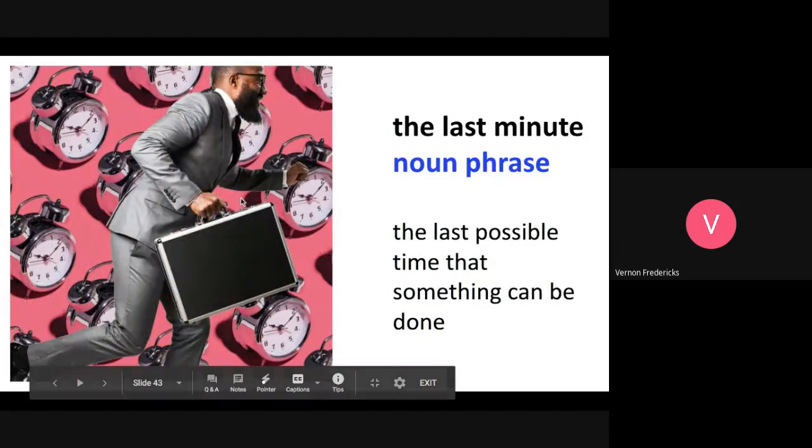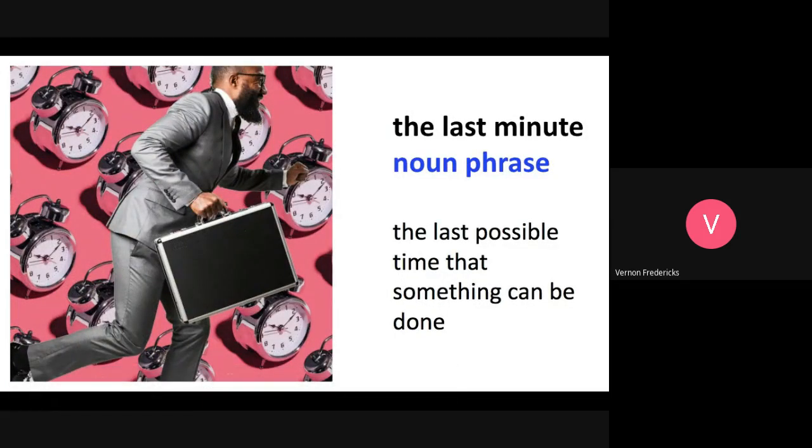Next vocab, noun phrase: the last minute. The last minute is the last possible time that something can be done. On Thursday mornings, you have an exam at 8 o'clock in the morning.